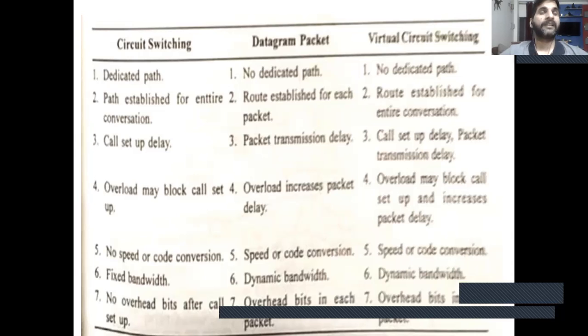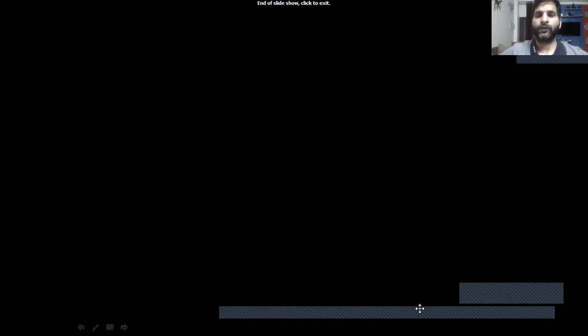Next, in circuit switching, bandwidth is fixed, while datagram packet switching uses dynamic bandwidth, and virtual circuit switching also uses dynamic bandwidth. Next difference: there are no overhead bits after call setup in circuit switching, while in packet switching there are overhead bits in each packet, required for the transmission. So this is the basic difference between circuit switching and packet switching.